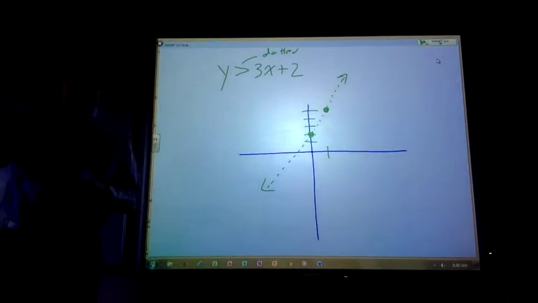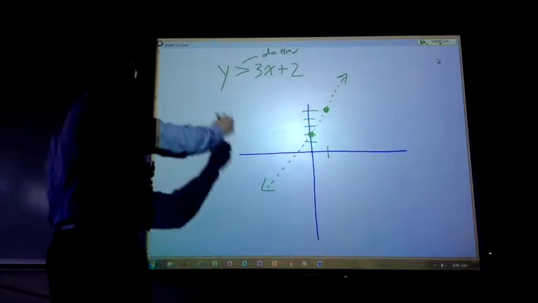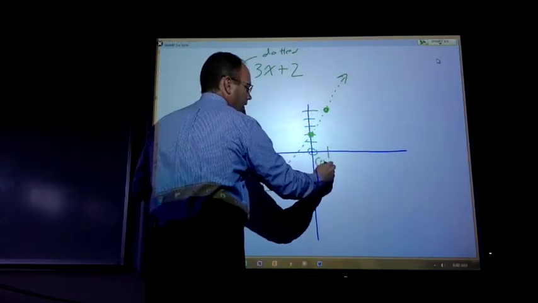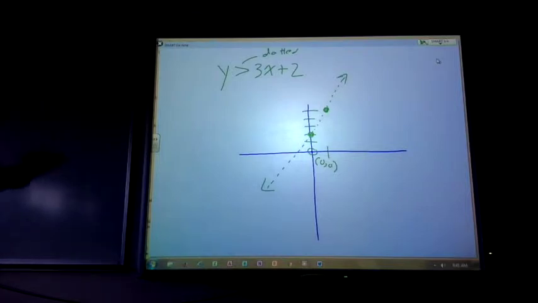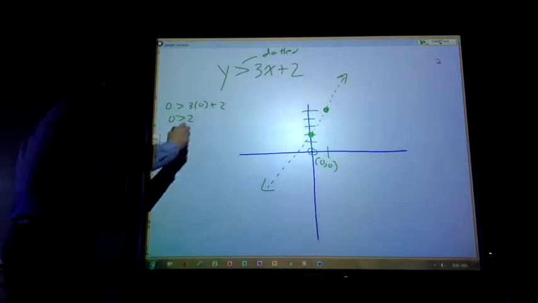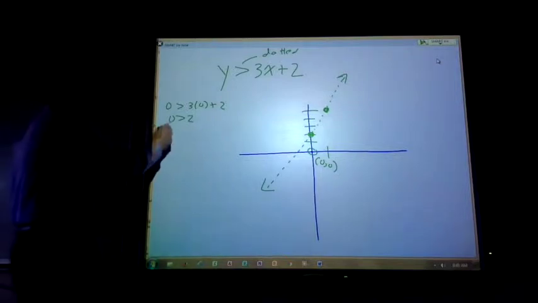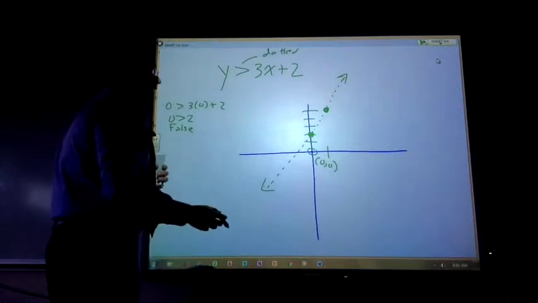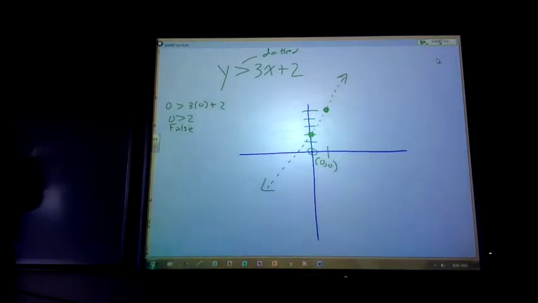Still with me? Now when we had originally done these, we picked a test point, and a lot of times the test point is 0, 0, right? On this particular problem, if I were to pick 0, 0 and plug it back into the original, the reason I'm picking 0, 0 is that 0, 0 is definitely on one side of this line. So if I plug it in, I get 0 is greater than 3 times 0 plus 2. So 0 is greater than 2. Is that true or false? Is 0 greater than 2? No, it's false. So that's going to tell us to shade all up here, the opposite side. And I'm not going to shade it yet.